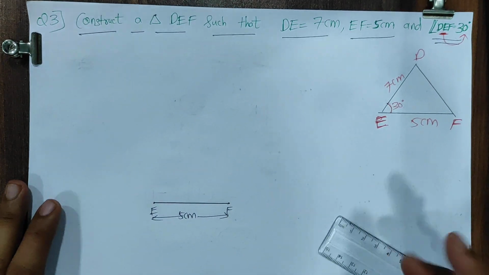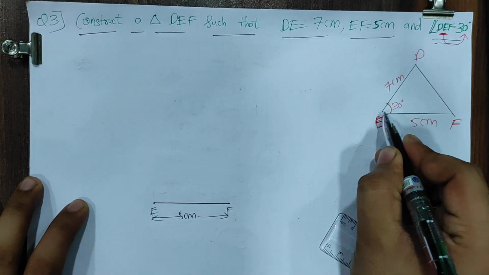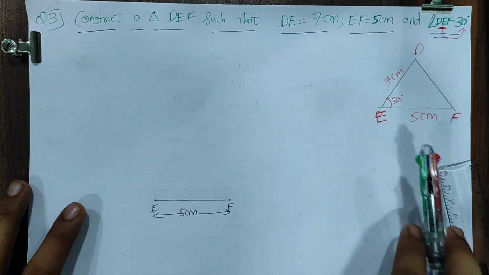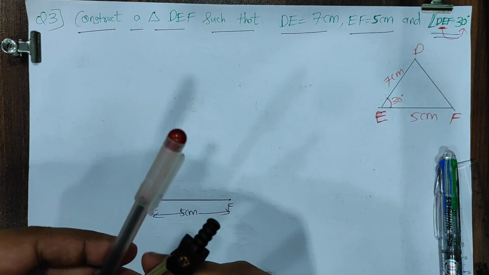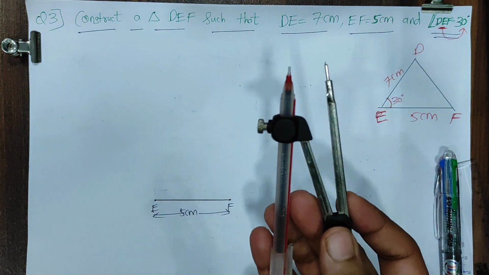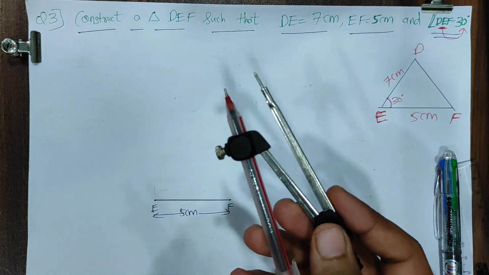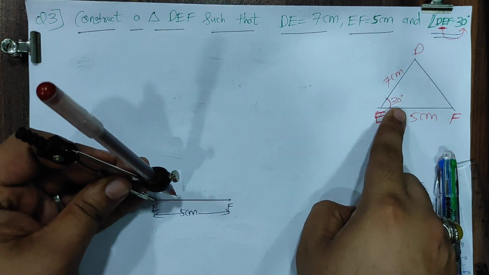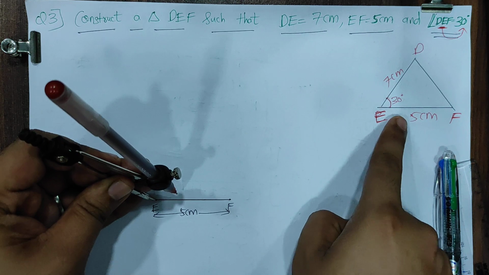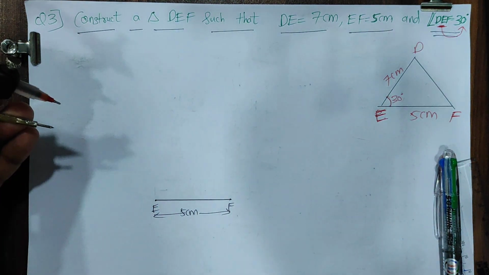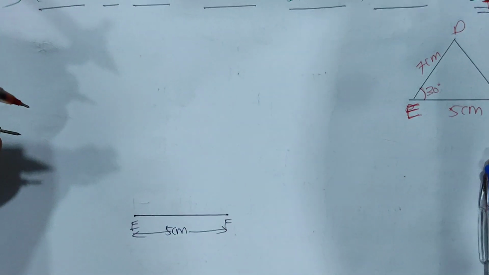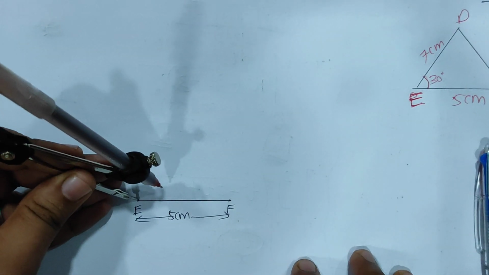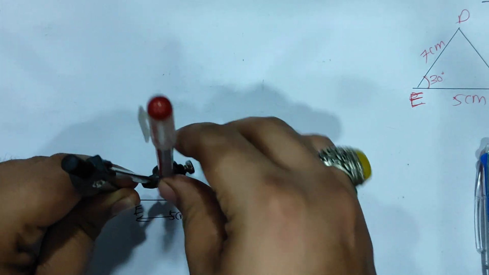Now pay attention. From point E, I want 30 degree. So what will I do to draw this 30 degree? First, I have to draw 60 degree. So keeping any random radius, approximately 2 centimeter, because I want 30 degree at E, I keep the compass at E. See, the rough diagram is so important. Let me zoom in a little bit. Keeping it at point E, I'll draw a semicircle.